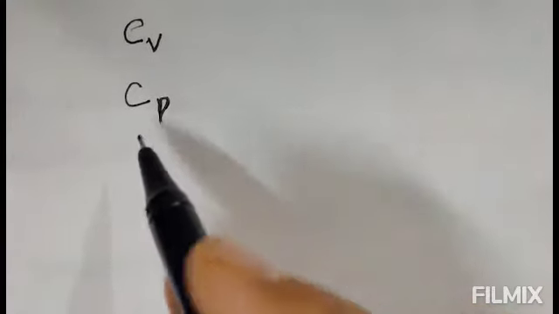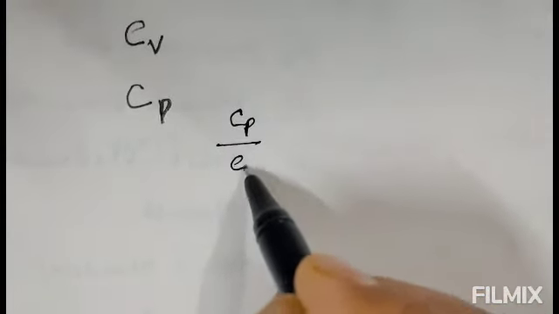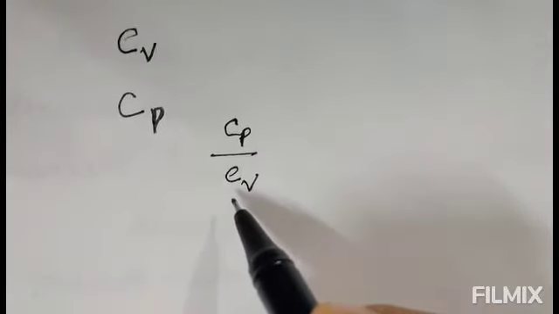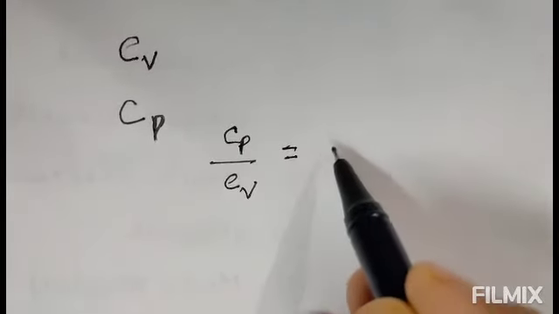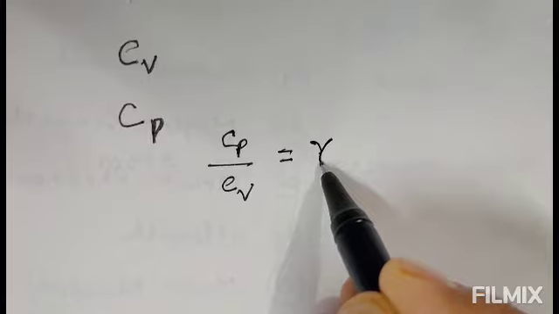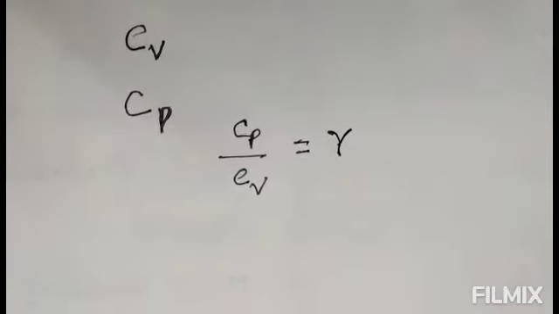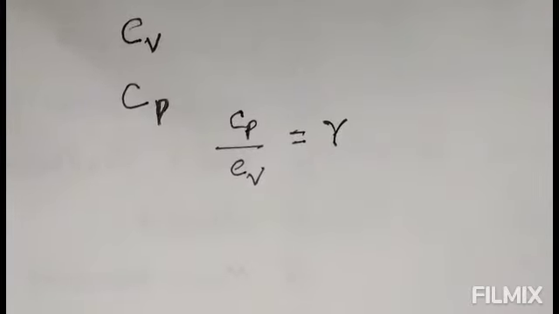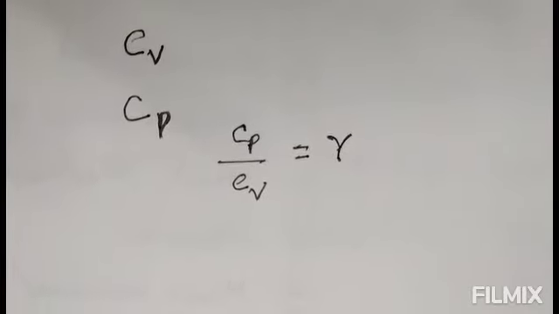Here you will see one quantity: the ratio of Cp and Cv, that means the ratio of the molar specific heat at constant pressure and the molar specific heat at constant volume. This ratio is a constant quantity and is called gamma. The value of gamma depends on the atomicity of the gas. Here is one more interesting thing: the specific heat of water is very large, therefore by absorbing or releasing a large amount of heat, the temperature of water changes by a small amount.